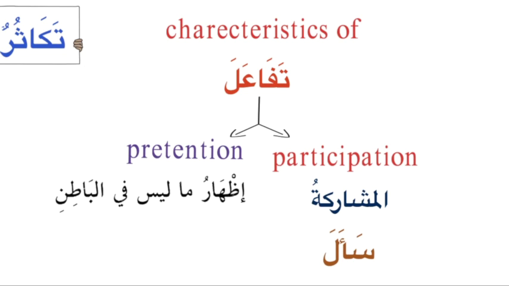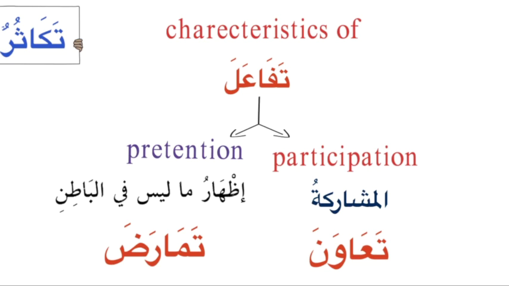So the first example: sa'ala is a 3-letter verb, which means he asked a question. But if you bring this into form 6 and say tasa'ala, here people are asking questions of each other. The group of people ask each other. So there's participation. Take another example, ta'awana. Ta'awana is to cooperate, but it is cooperation between each other. You cooperate with each other. So it is an example of participation, where more people are involved.